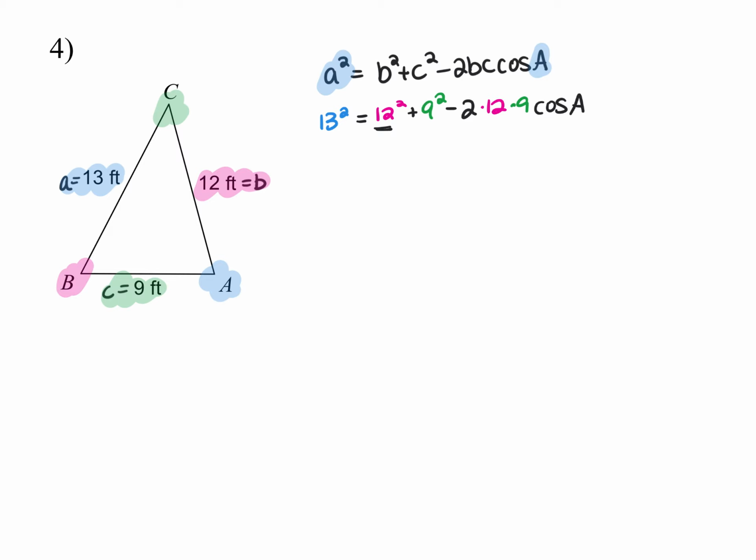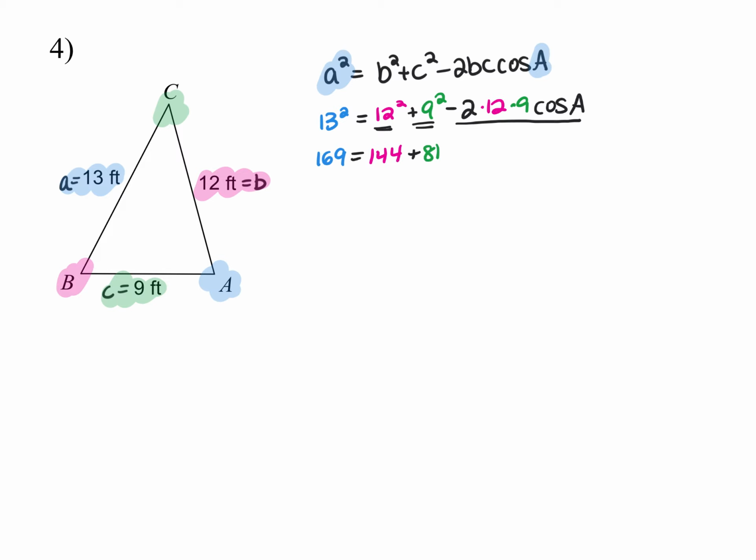This is term 1, this is term 2, and then this whole thing is term 3. So you really have to be careful about your order of operations. So let's start by doing our exponents here. So 13 squared is 169, equals 12 squared, which is 144, plus 9 squared, which is 81.